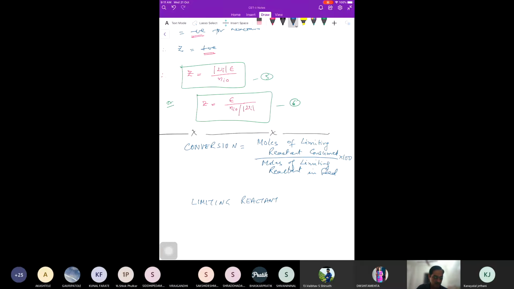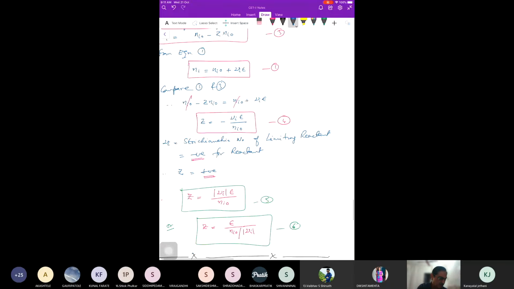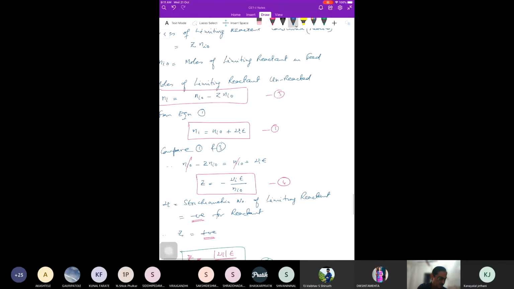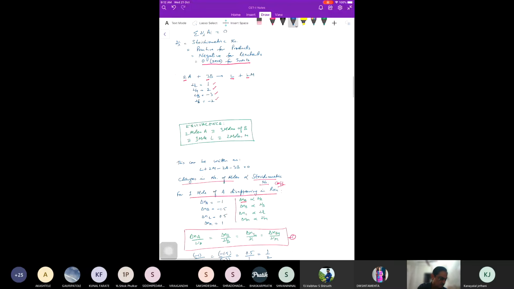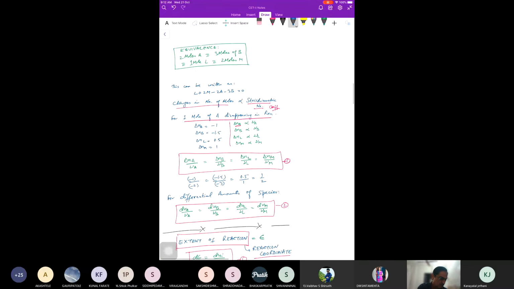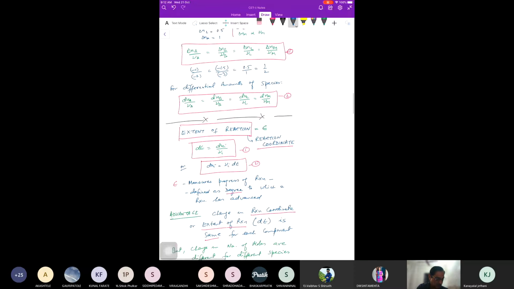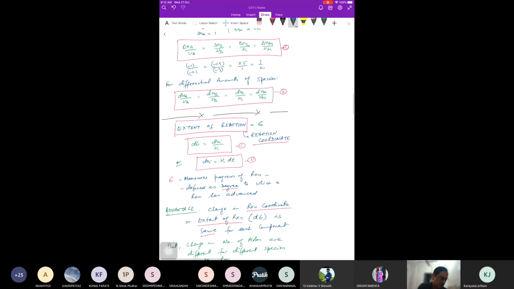ठीक है? So that is conversion. That is how it was defined in PC. Extent of reaction is related to this. We'll see the relation also. But we have defined extent of reaction as: extent of reaction or reaction coordinate is defined as dni by nu i. dni is number of moles of any component which have been consumed or formed, doesn't matter. It's a change in number of moles of component i divided by nu i.